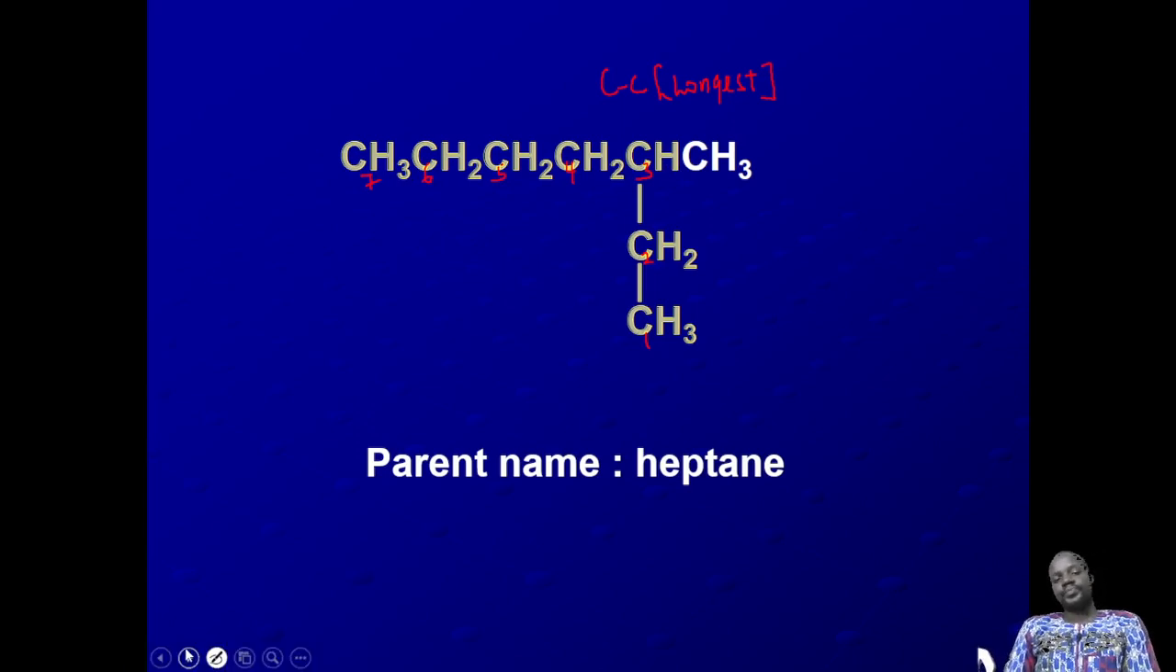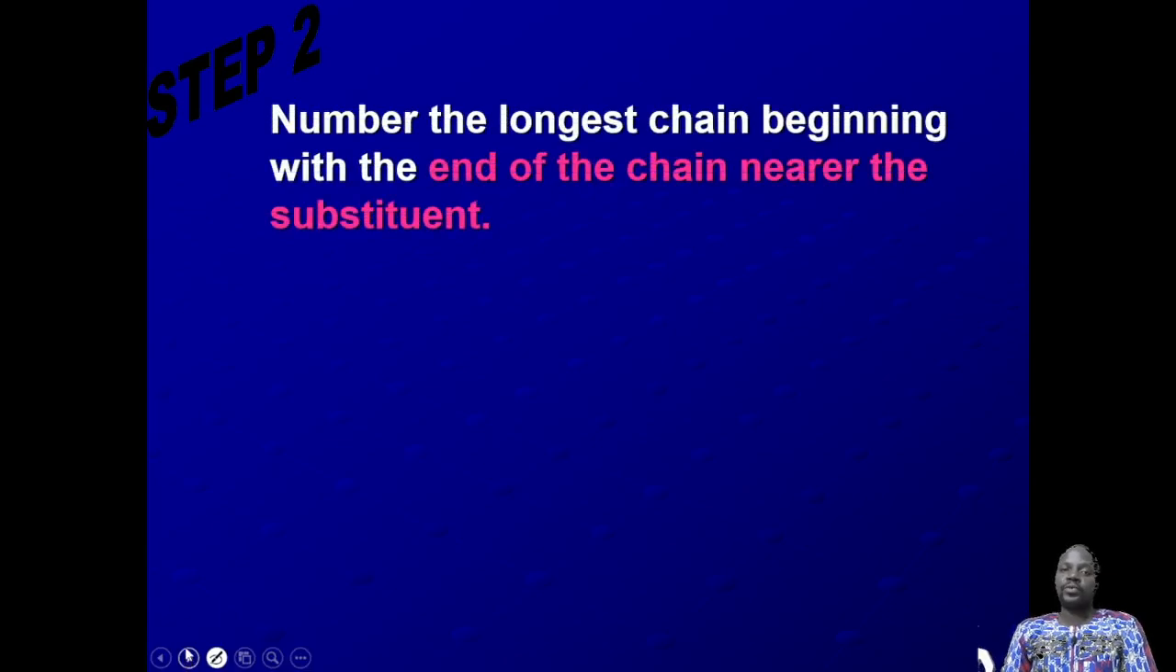So the next one here is step two. About step two, always keep it in mind that you number the longest chain beginning with the end of the chain nearer to the substituent. This is always basic because I believe you have also learned this. If you want to go for the longest chain, you have to make sure the end where you start counting is very, very close to your substituent. We have also talked about substituents in our previous lesson. So what we're talking about here is what we can show with an example.